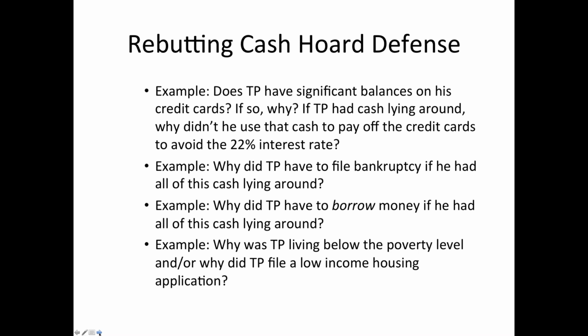Why did the taxpayer have to borrow money if he had all of this cash lying around? Why was the taxpayer living below the poverty level? Or why did the taxpayer file a low-income housing application? Or why did the taxpayer file for an offer in compromise with the IRS or an installment agreement if they had all of this money lying around in earlier tax years?